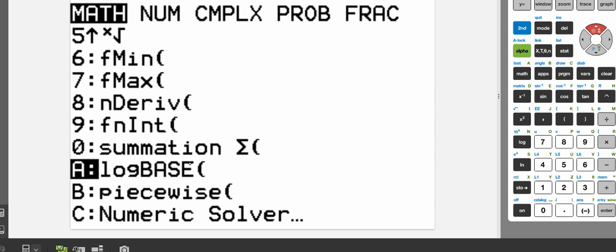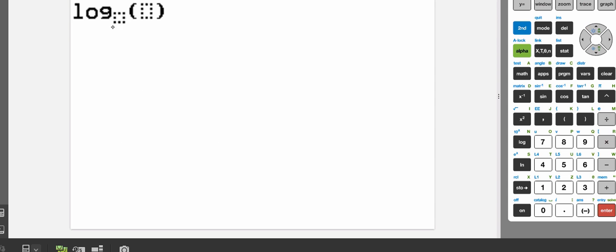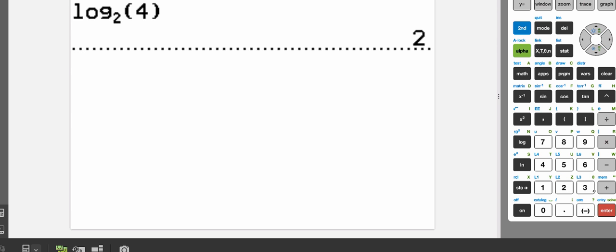And where it says log base, parenthesis, you want to choose that. And it will give you a little blinking cursor for that down there. You put your base in, 2. Put the other thing in, 4. And the answer is 2, which you already knew the answer to.